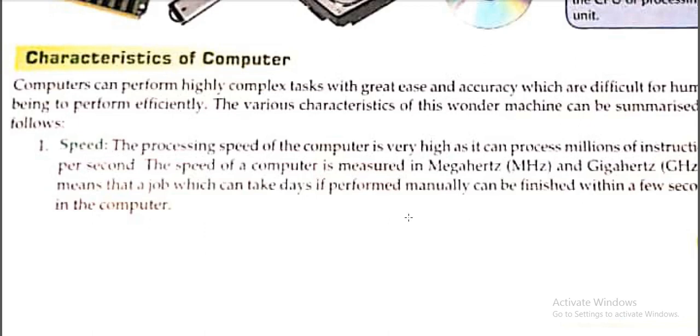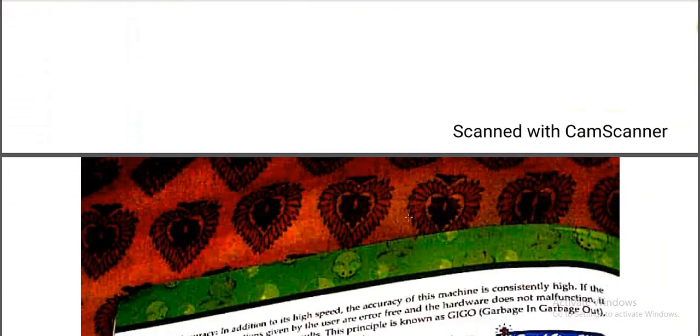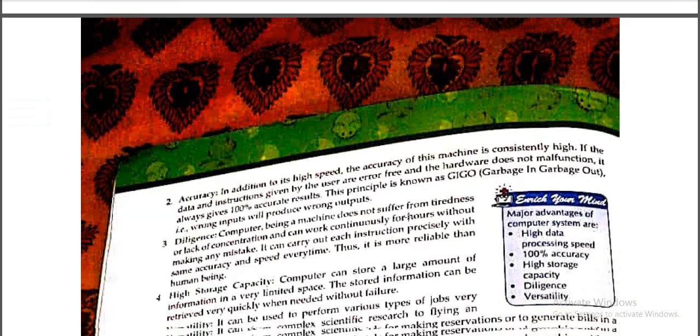That means a computer can do your work in a few seconds. If I compare it with a human, its speed is very high. It can do our work in a millisecond. So the computer speed is measured in megahertz and gigahertz. These are basically the measuring quantities of speed.